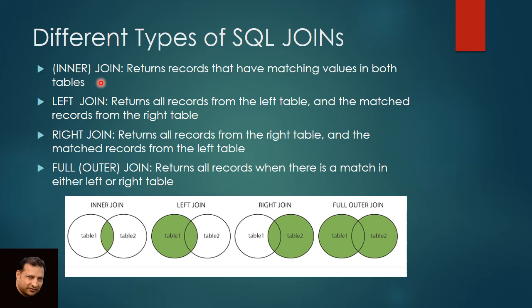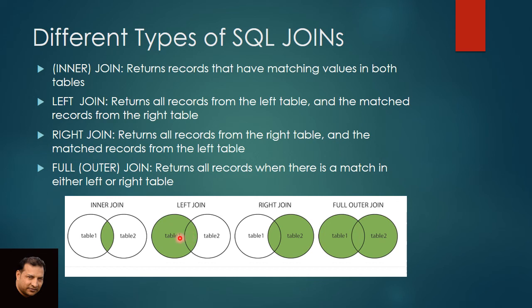So we have basically 4 types of joins. Inner join: it returns records that have matching values in both the tables. Before left join, see this diagram. Inner join, matching values are shown by this green shaded part. It means just like intersection.